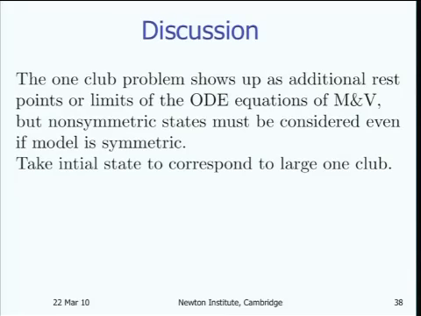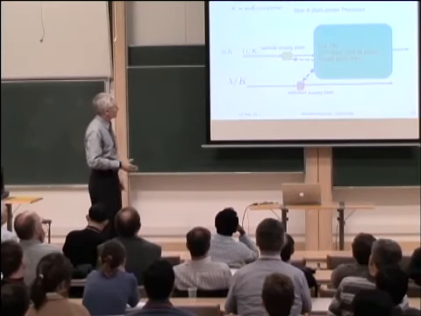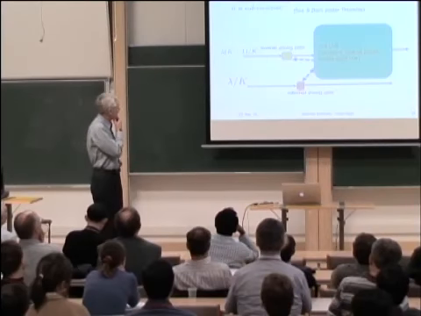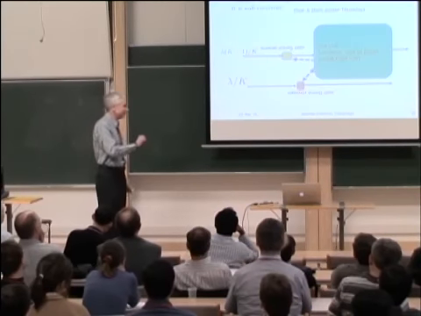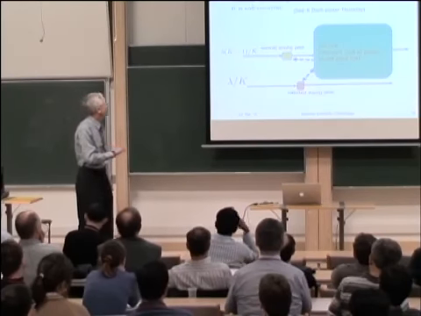So the one club problem shows up as additional rest points in the ODE, but non-symmetric states must be considered even if the model is symmetric. So take the initial state corresponding to a large one club. This model is a little bit different than in their paper. In their paper, they assume that each peer comes with one piece chosen uniformly at random.